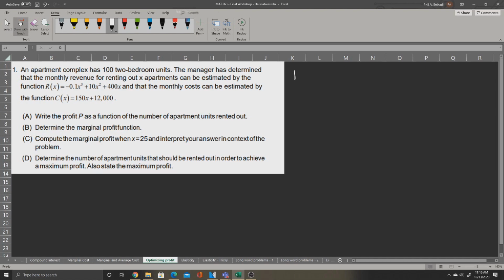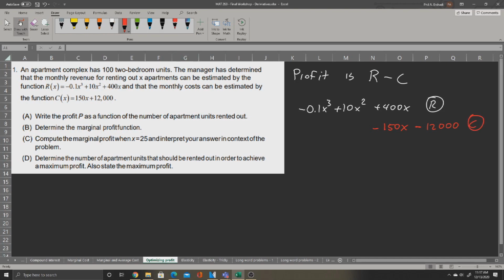Now, let's remember that profit is revenue subtract cost. So our revenue is -0.1x³ + 10x² + 400x. Now we're going to subtract the cost. So we're going to go minus 150x and also minus 12,000. Put the little c next to it to show that's cost.